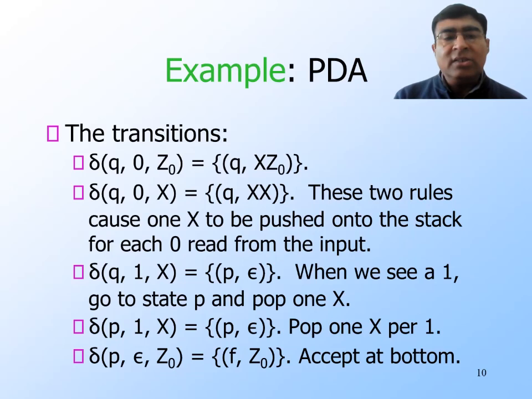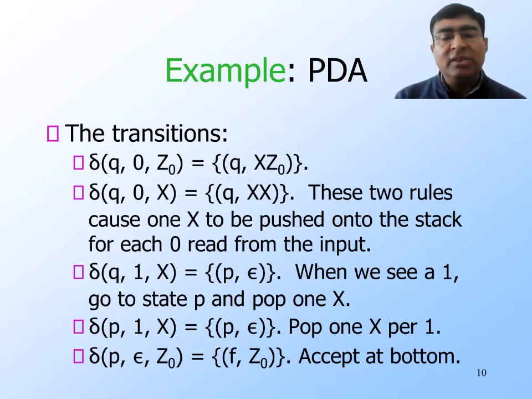So the next transition function: if 1 occurs and the top of the stack is X, then it will transition from state Q to P with epsilon. Similarly, if the state is P and we are inserting 1, but at that time the top of the stack is X, then again it will pop 1 X from the stack.